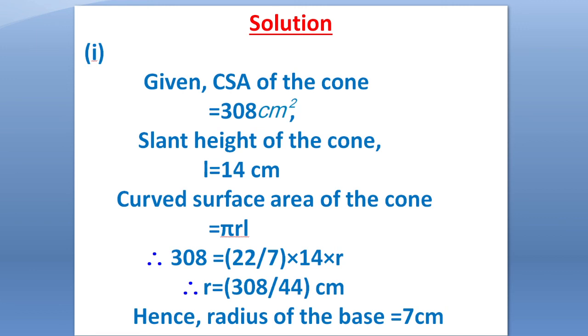The curved surface area of the cone is pi r L. So pi r L is given as 308, but it is equal to 22 by 7 into 14 into r. So it gives us r is equal to 308 divided by 44 centimeter. Hence the radius of the base is 7 centimeter.